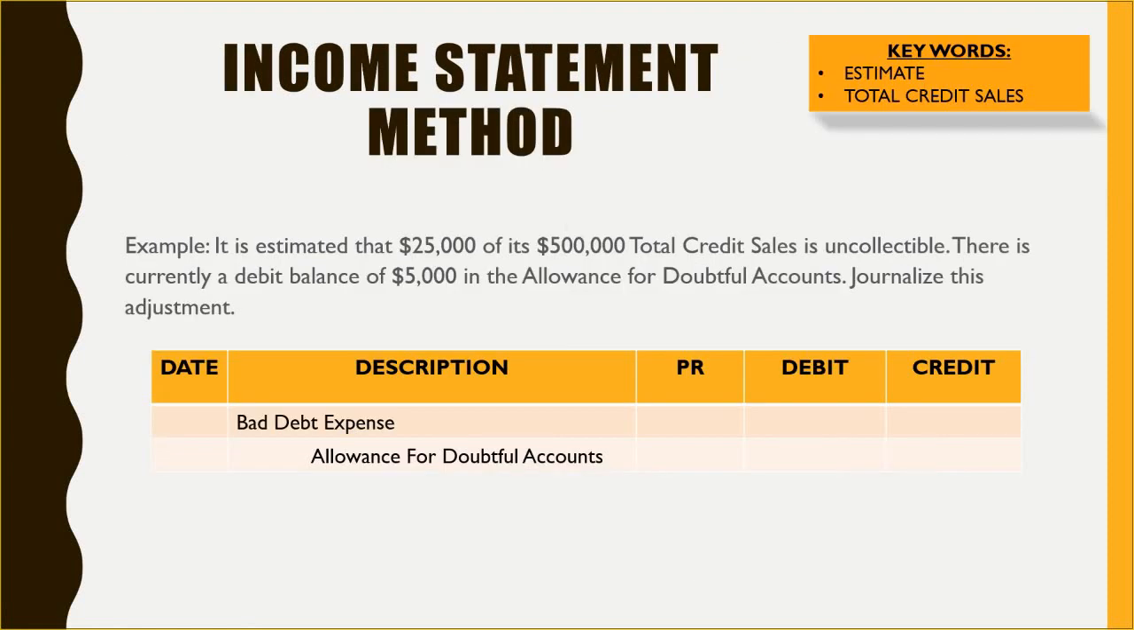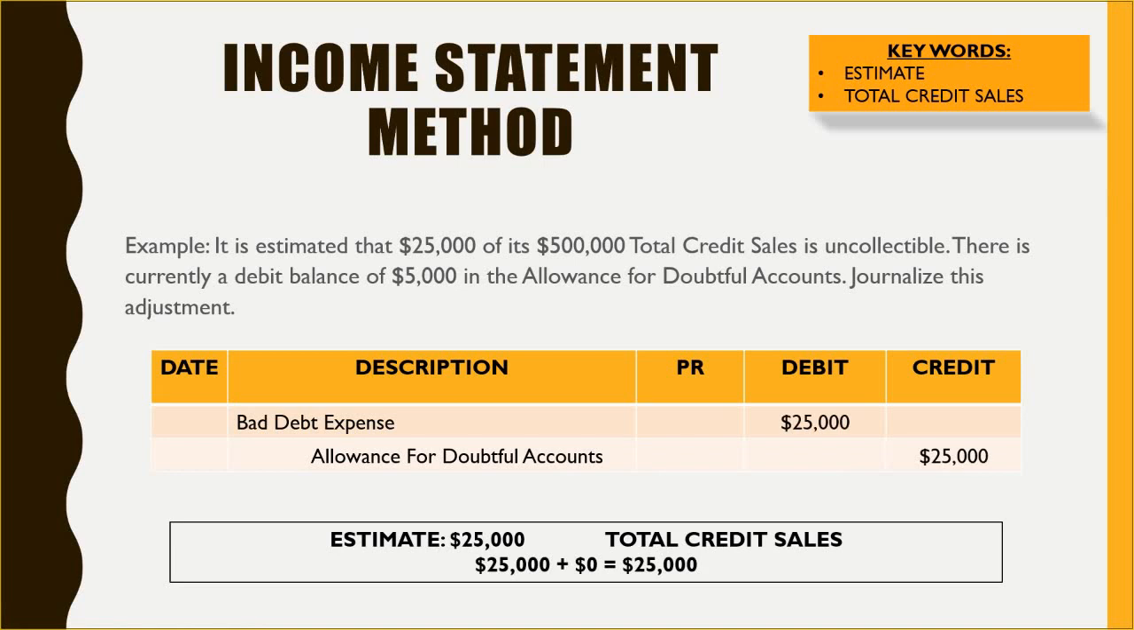So once again, that's all you need to do. You establish what the estimated amount is, find the keyword total credit sales, and boom, that's all you need to know. It's just the total credit sales. And that's the income statement method.